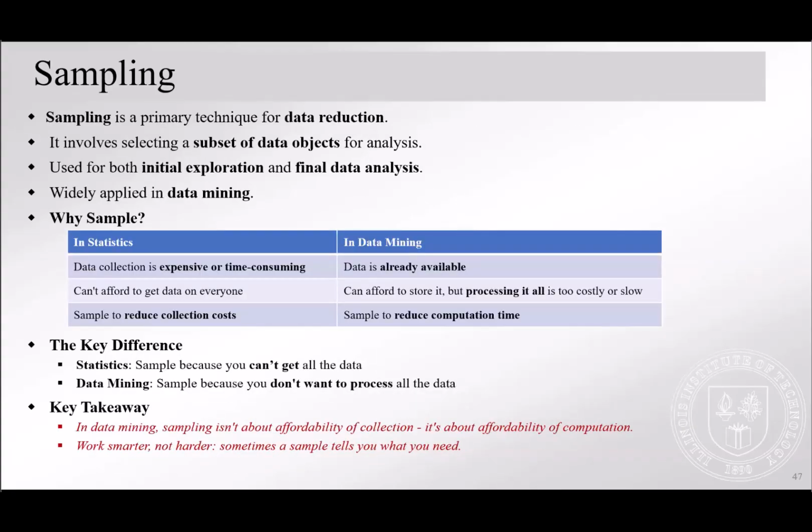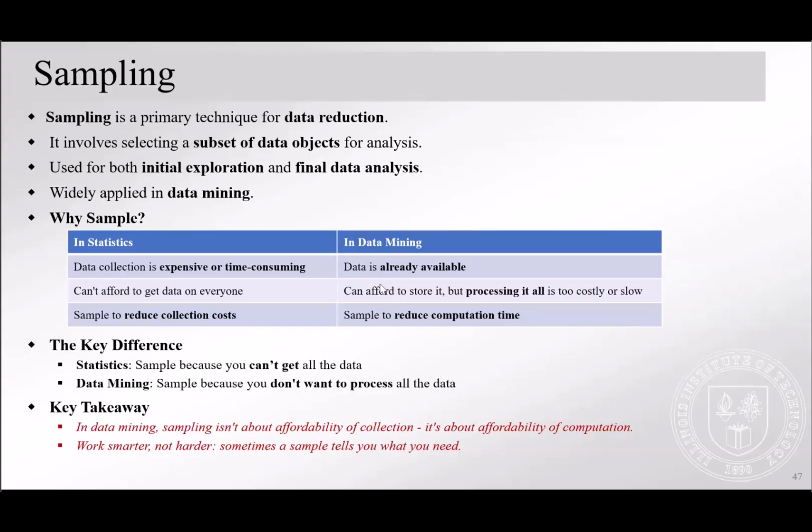Sampling means selecting a subset of data objects for analysis. It's a primary technique for data reduction, and it's used everywhere, for both initial exploration and final analysis. So why sample? Here's something interesting: why we sample in data mining is often different from why we sample in statistics. In statistics, the motivation is usually data collection. Getting data on everyone is expensive or time consuming, so you sample because you cannot get all the data. In data mining, the situation is different.